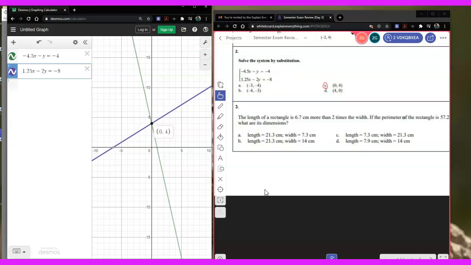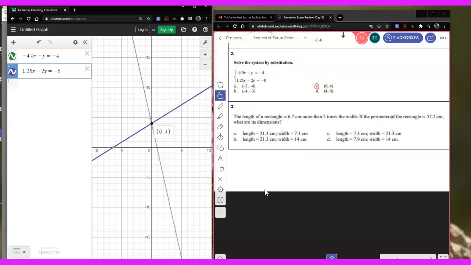Now, this is a word problem, and you can also use Desmos to do this word problem. Let's first go ahead and read this. It says, the length of a rectangle is 6 more than twice the width. So I recommend that you create a right triangle. Of course, I'm sorry, a rectangle, not a right triangle, a rectangle. We know that the length of the rectangle is 6.7 more than 2 times the width.